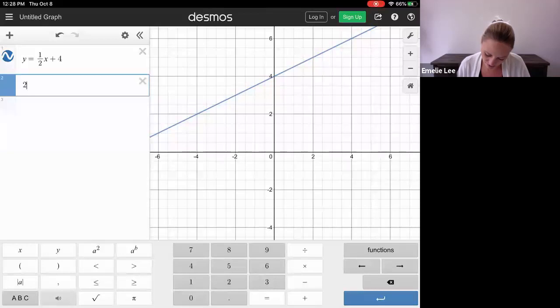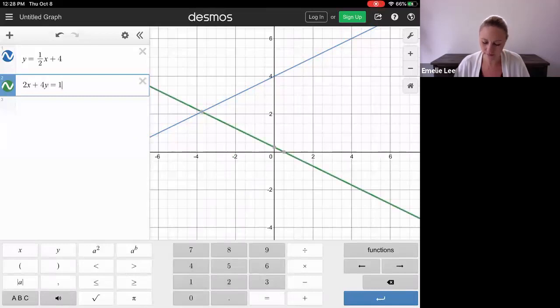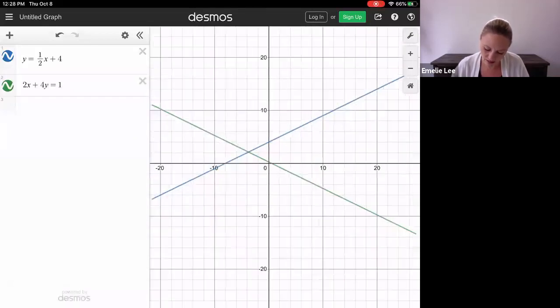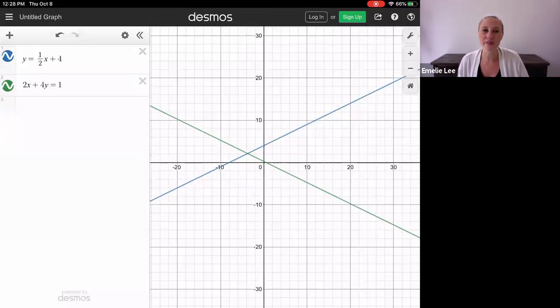And then I have 2x plus 4y equals 1. If I zoom out a little bit, they don't look parallel. It doesn't look perpendicular either. It looks like it's kind of off like this, and that's fine, so it's neither. For practice, you could try that and make sure that when you multiply the two slopes, it should not equal negative 1.